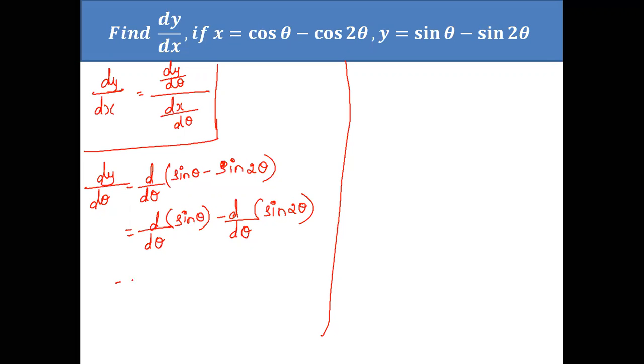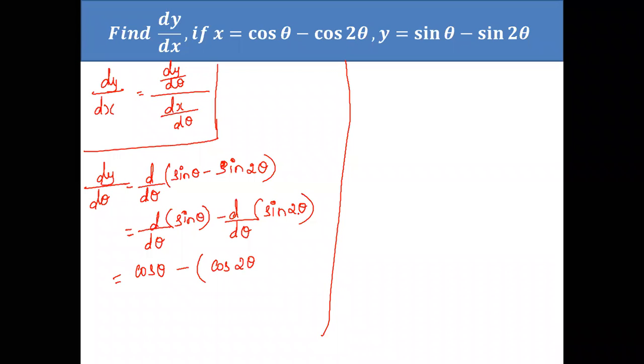So what is the derivative of sine theta? It is cos theta. Minus, what is the derivative of sine 2 theta? Here it is sine 2 theta, so I have to apply the chain rule. Remember, I have to apply the chain rule. The derivative of sine is cos, so cos 2 theta.